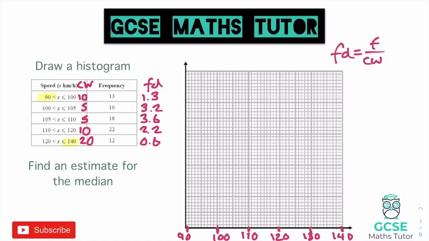I'm not going to be able to fit that in underneath, as I've tried to make the graph as big as possible here, so I'm just going to put it to the side, and that is speed, and we should put that it's in kilometers per hour. Now, up the other side, we're going to do frequency density.